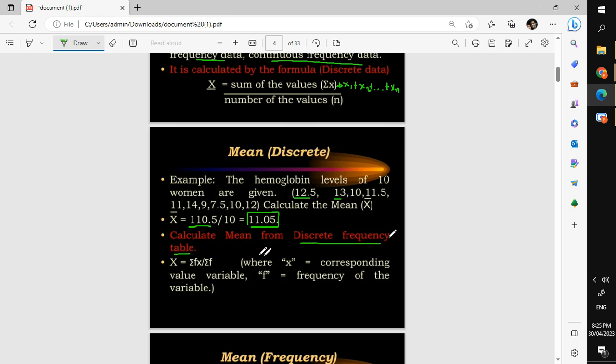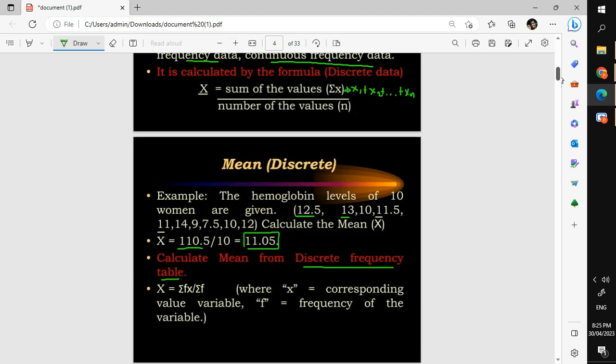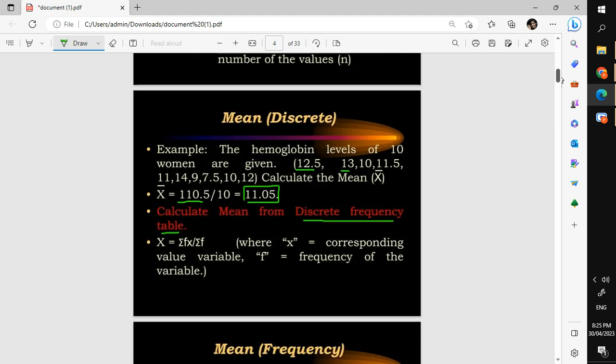Now let's calculate the mean from a discrete frequency table. You will know it is a discrete frequency if it involves frequency, or the number of occurrences. When we say frequency, that means the number of occurrences, the most frequent. So you have there the mean x bar equal to the summation of f times x divided by the summation of f. x corresponds to the value of the given variable. f is the frequency of the variable. Again, frequency is the number of occurrences, or how often.